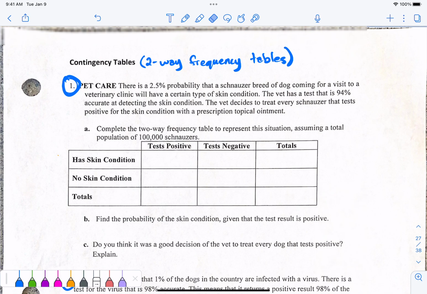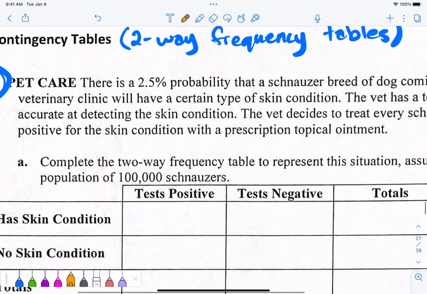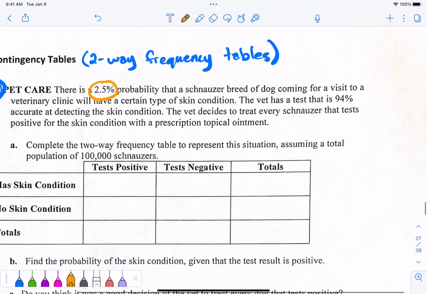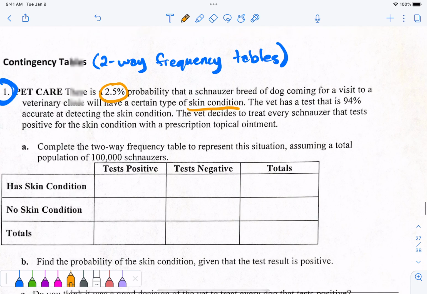All right, here we go. Lots of questions we have to answer. We're going to fill the table in first. You got to listen. There are going to be two percentages that they're going to give to me. The first thing says 2.5% of the Schnauzer breed of dog come in for a visit that has the skin condition. So I'm going to say skin condition, put this off to the side, is 2.5%. 2.5% of all dogs have this skin condition typically.